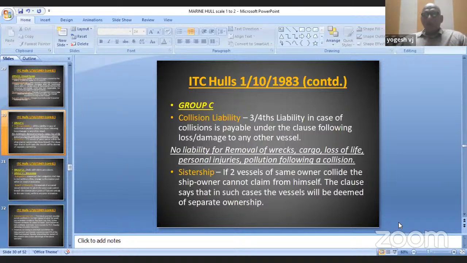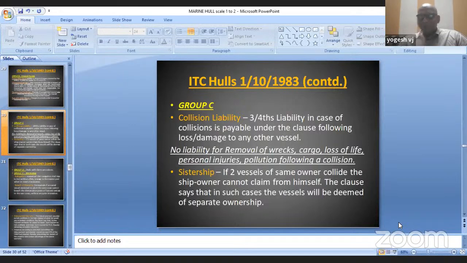sistership. Now, collision liability, I have told this numerous number of times, but what is sistership? Now, read it carefully. See, if two vessels of the same owner collide, the ship owner cannot claim from himself. I cannot. Do vessel hai. Ye bhi mera hai, ye bhi mera hai. Ye dono ka collision ho gaya. Now, he cannot claim from him.